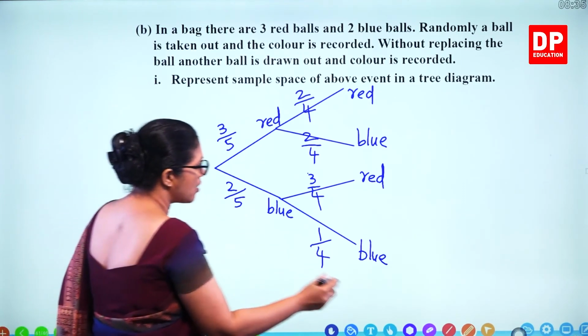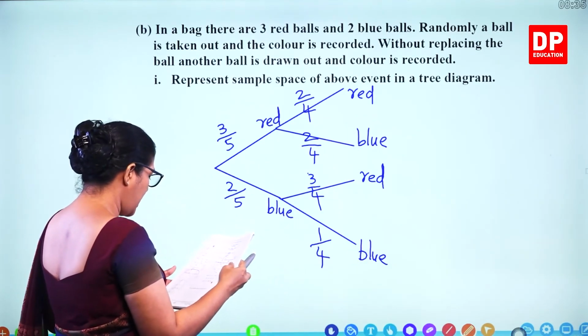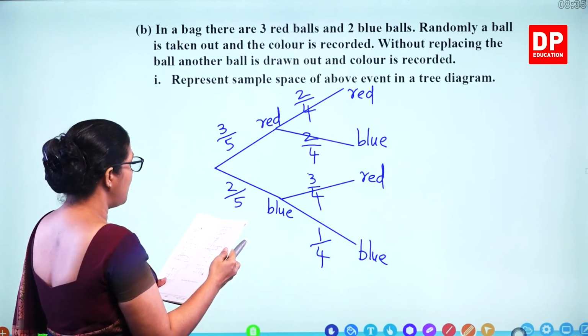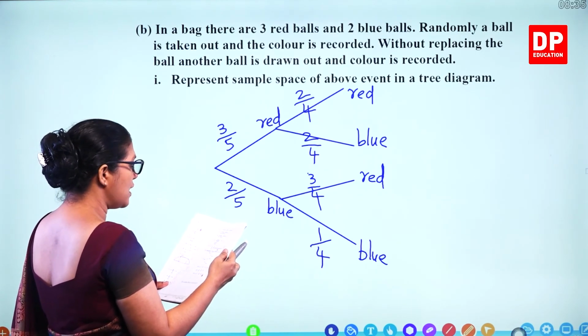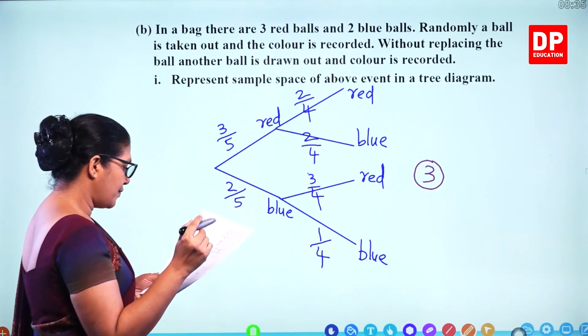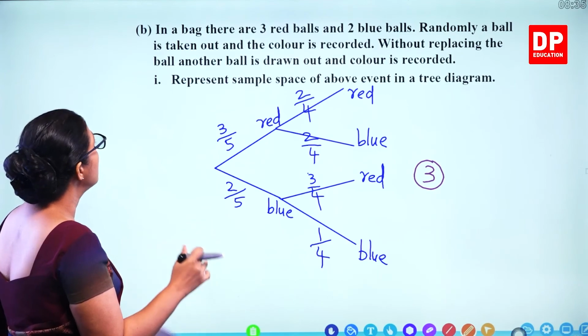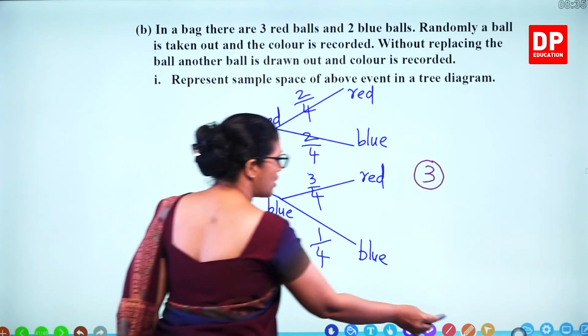So how many marks for that? So you are getting 3/5, 2/5, 2/4, 2/4, 3/4, 1/4. So 3 marks for this tree diagram. So we have to answer another 2 questions using this tree diagram.